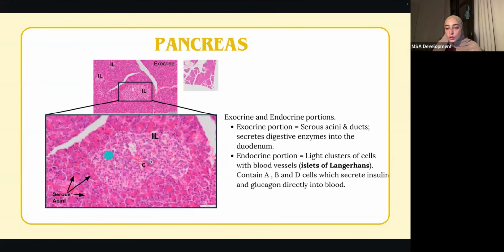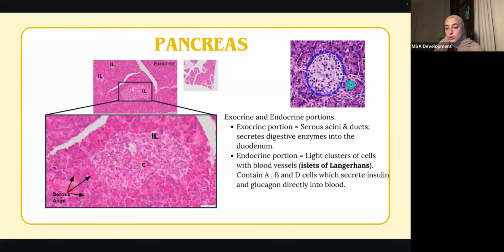And this is the endocrine portion, because we're talking about hormones. There's also the exocrine portion, which we're not very involved in now, but just know the pancreas has two parts, the exocrine and the endocrine. The endocrine is what we care about, and in the endocrine portion there are clusters of cells called the islets of Langerhans, and they have A, B, and D cells which secrete insulin and glucagon. And even if you didn't know this, the pancreas secretes insulin and glucagon.